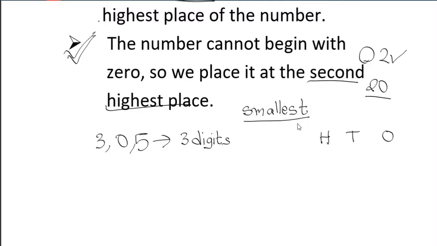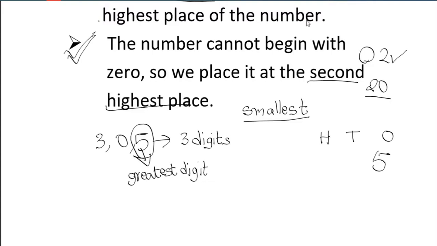To create the smallest number, first you have to choose the greatest digit. Among these 3 digits, 3, 0, 5, which is the greatest digit? The 5 is the greatest digit. So you have to choose the greatest digit first of all. After choosing the greatest digit, you have to write it in the ones place. Is that clear children? First choose the greatest digit, then write it in the ones place.